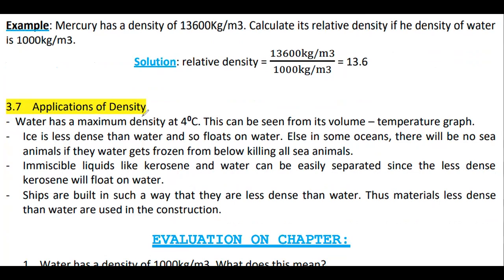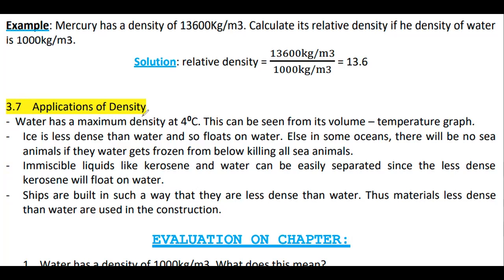So this can be seen from its volume-temperature graph. The maximum density of water is at 4 degrees. Why is it that the density of water is maximum at 4 degrees? This is because at 4 degrees, the mass of the water will not have changed, but something should happen with the volume. The volume is normally smallest at 4 degrees, and because of that, the density is higher.